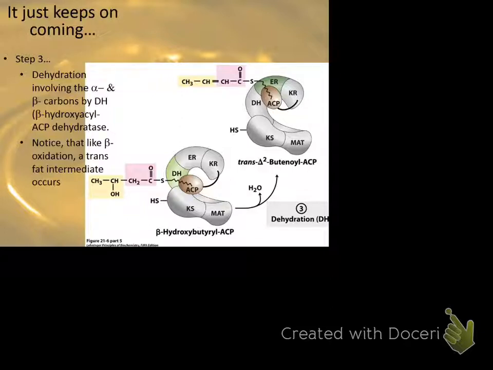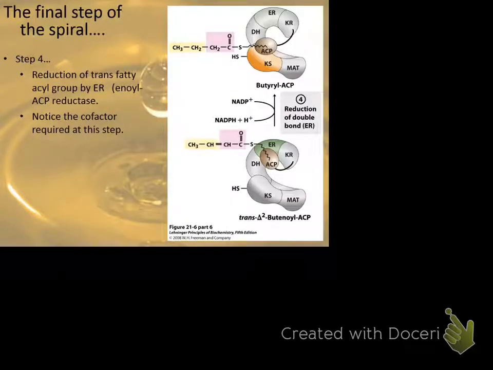So what's the last thing that we need to do? We've got it as a double bond. So if it was to leave now, it would be an unsaturated fat, but we're trying to make it into a saturated fat. So what needs to be added? Hydrogens. And so that's just another way for a reductase. And so this is the enoyl ACP reductase.